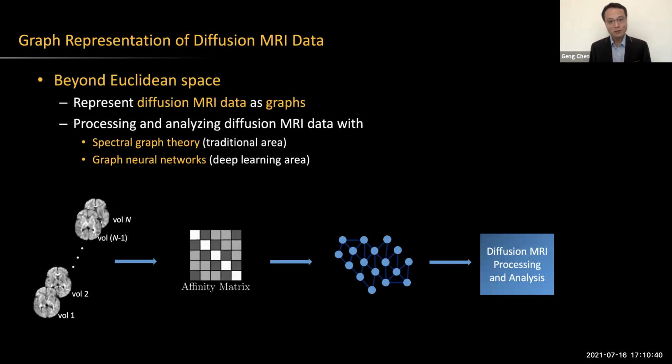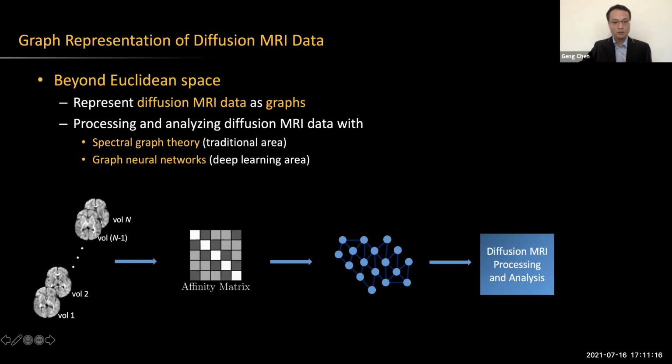How to resolve this problem? The answer is graph. Because graph is perhaps the most general data structure, and it is an effective tool to represent high-dimensional data. Motivated by this, we propose to represent Diffusion MRI data as graphs, so that we can process and analyze Diffusion MRI data with traditional spectral graph theory and deep learning models, graph neural networks. So this is the pipeline for this procedure.